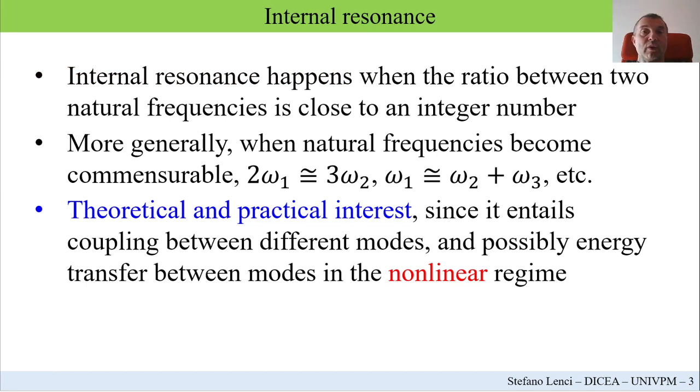Internal resonance happens when the ratio between two natural frequencies is close to an integer number, or more generally, when two natural frequencies become commensurable: 2 omega 1 is equal to 3 omega 2, and so on and so forth. There is a theoretical and practical interest since it entails nonlinear coupling in spite of the fact that the system can be linearly decoupled.